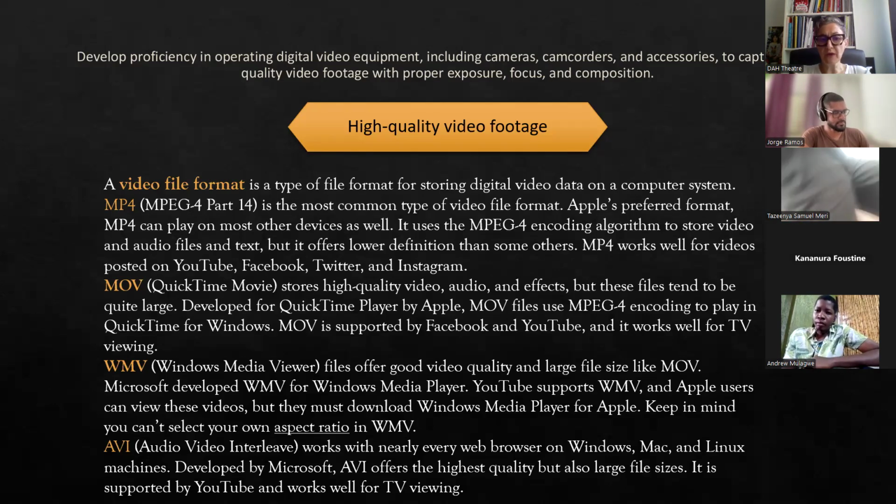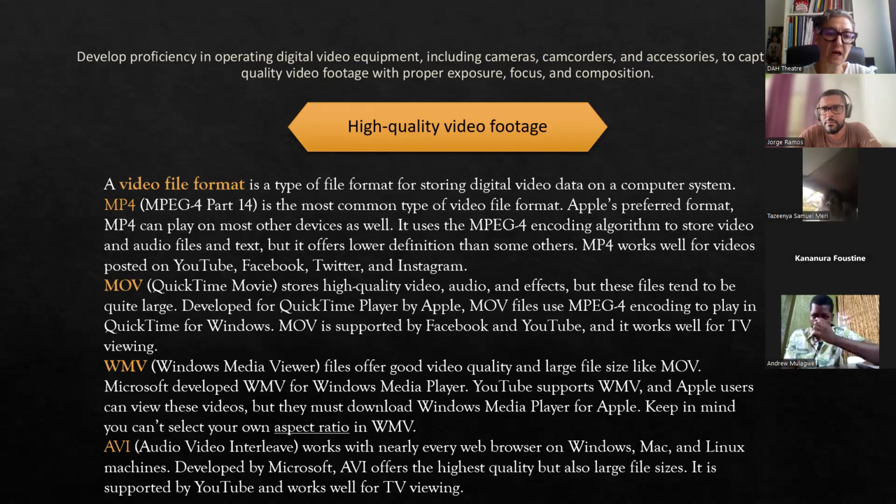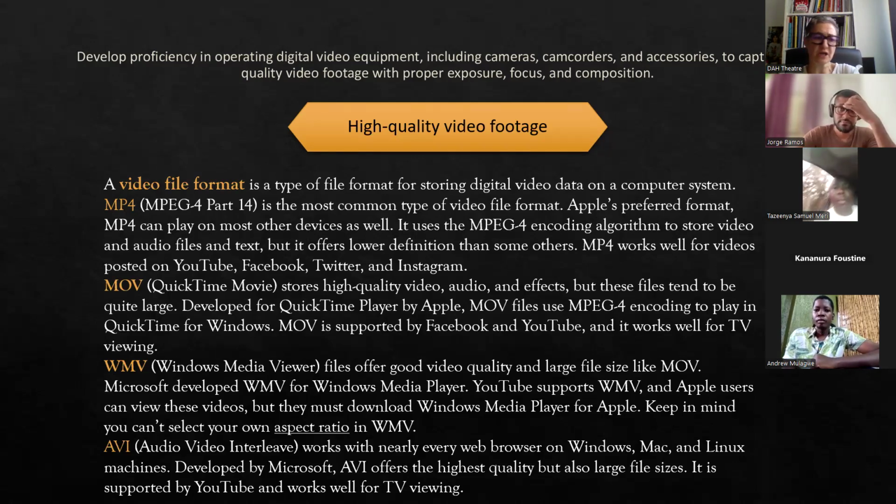MOV, QuickTime Movie, stores high quality video, audio, and effects, but these files tend to be quite large. Developed for QuickTime Player by Apple, MOV files use MPEG-4 encoding to play QuickTime for Windows. MOV is supported by Facebook and YouTube, and it works well on TV and for projections in many software.